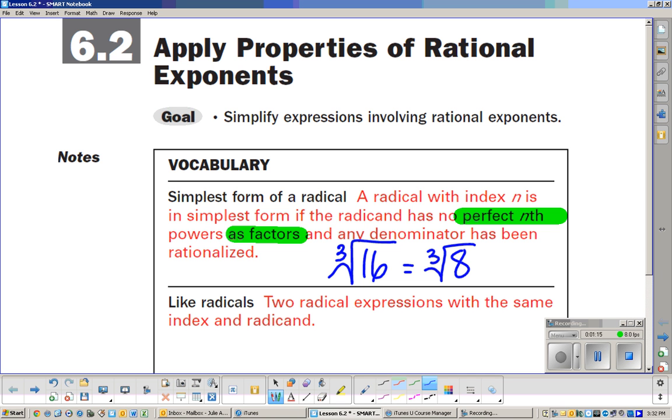Like radicals are exactly what it says here: two radicals or two roots that have exactly the same index on the root and the same base under the radical sign. That's what a radicand is, the number that's being used as a base.